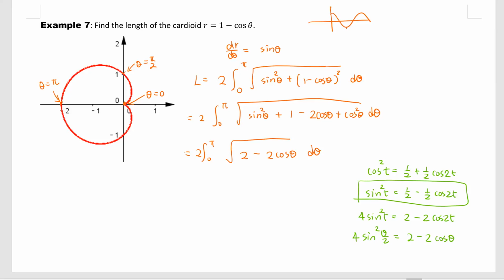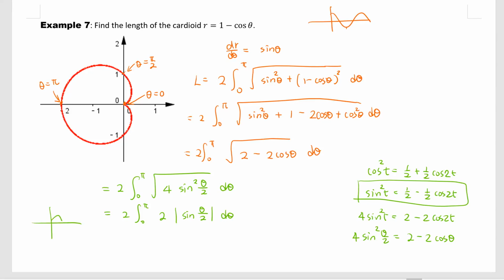Okay, let's plug in now. So we have 2 integral from 0 to pi, and then we have the square root of 4 sine squared theta over 2. Wow. What happened? So the square root of 4 is 2. Square root of sine squared is actually the absolute value of sine of theta over 2.